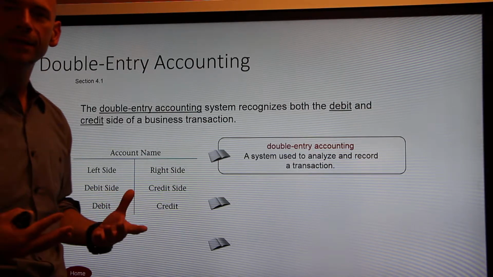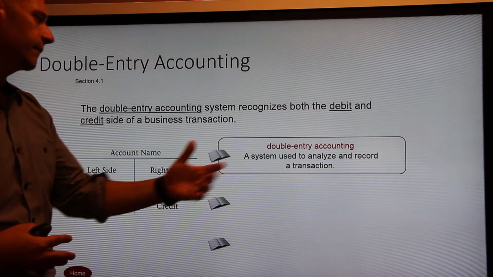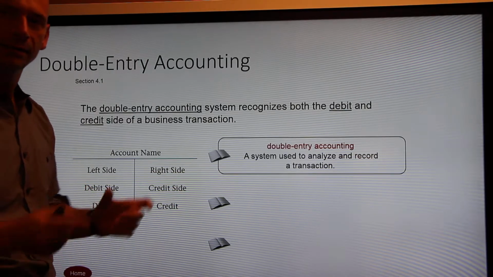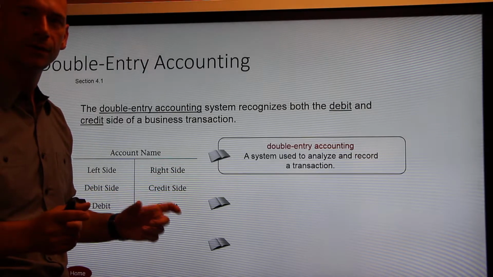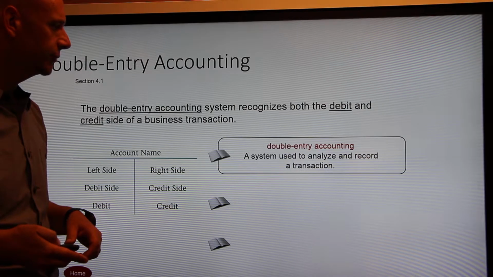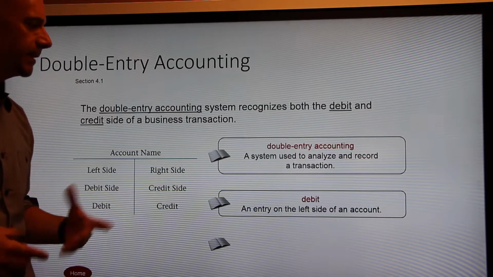Double entry accounting is simply that there are 2 accounts that are affected. It's a system we use to analyze. There are always 2 accounts that need to be affected, at least 2 in every transaction. The next would be your debit.